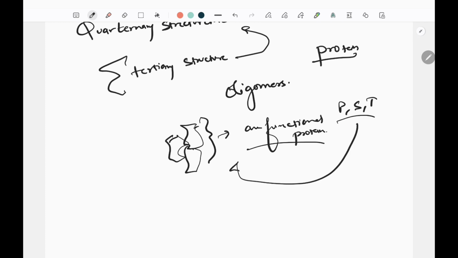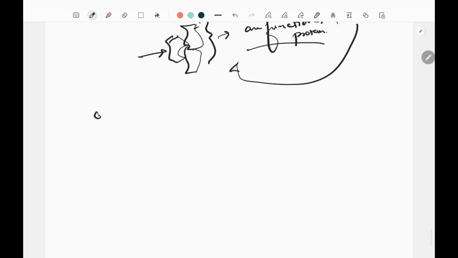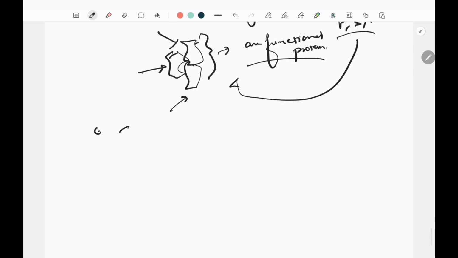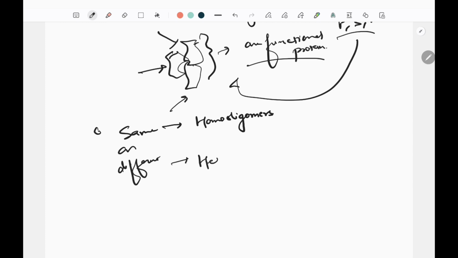So there is not much more that I can relate, but the thing that you need to remember is that these proteins that are coming together can be either the same or different, right? So if the same sort of proteins are coming, these are called homo-oligomers, and if these are different, these are called hetero-oligomers.